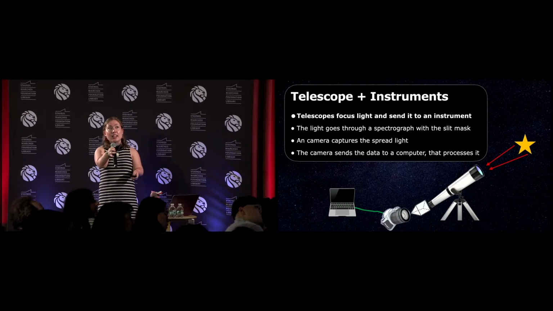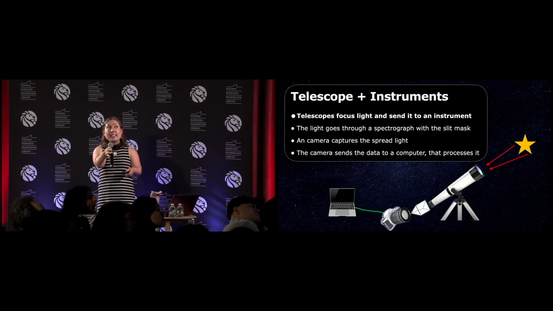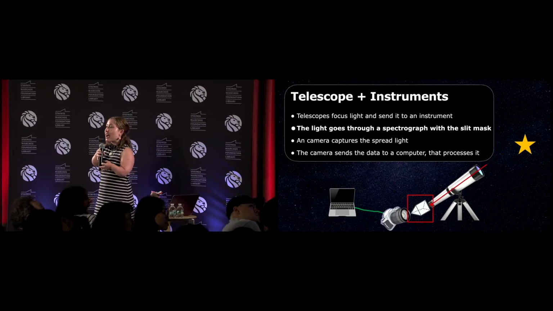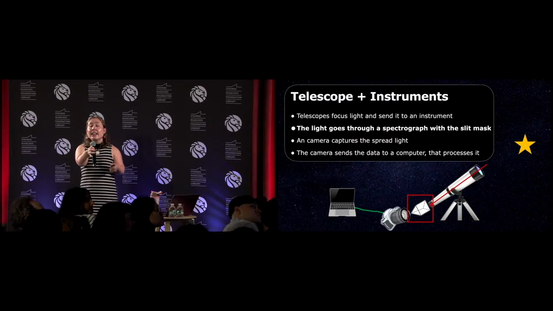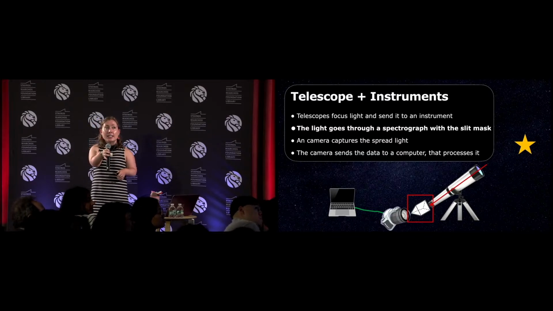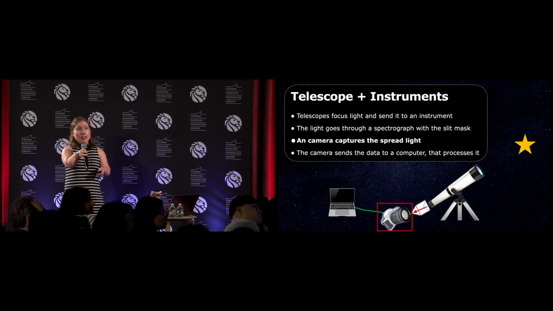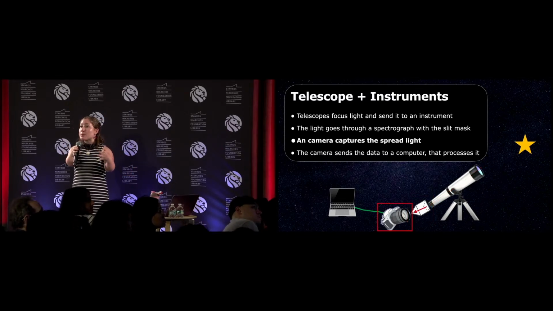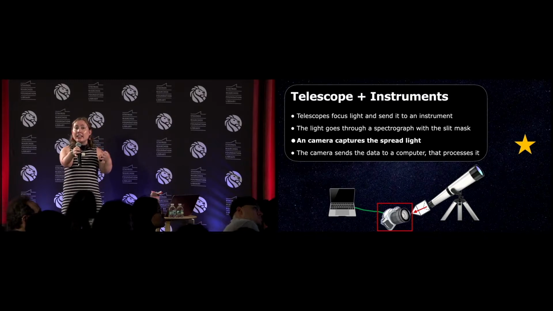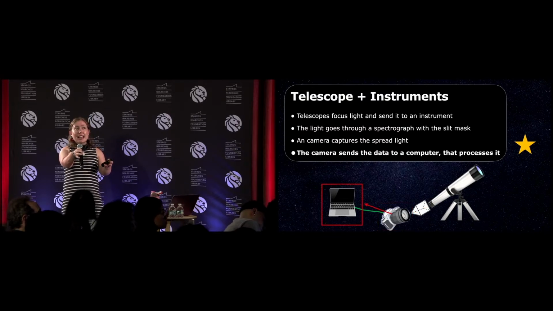They don't change it. They just collect the light and send it to an instrument. In this case, our instrument is a spectrograph, which is like a prism, and it has our slit mask on top of it so that we only see the stars that we chose to see. Then a camera captures the spectra, just the same way the CCDs in your phone camera capture light. And then the camera sends the data to a computer to be processed by humans.